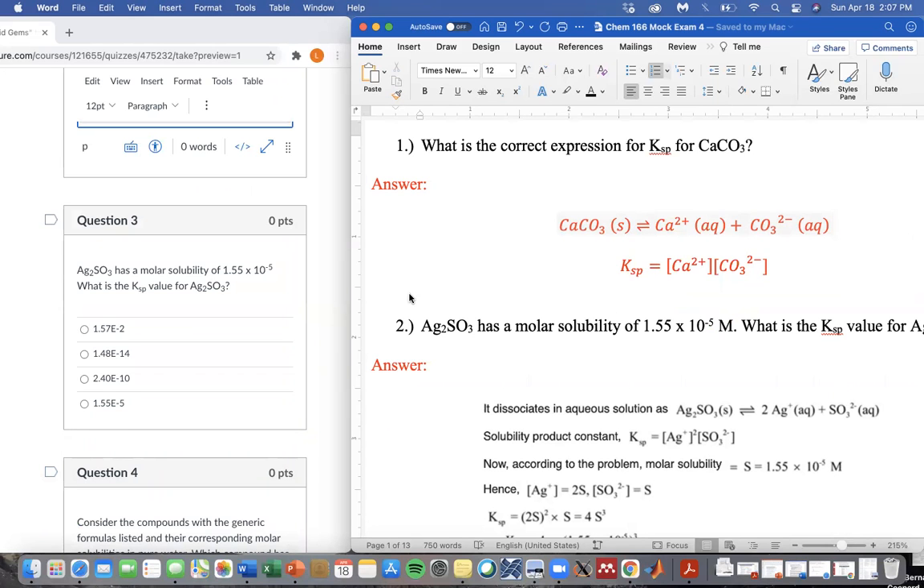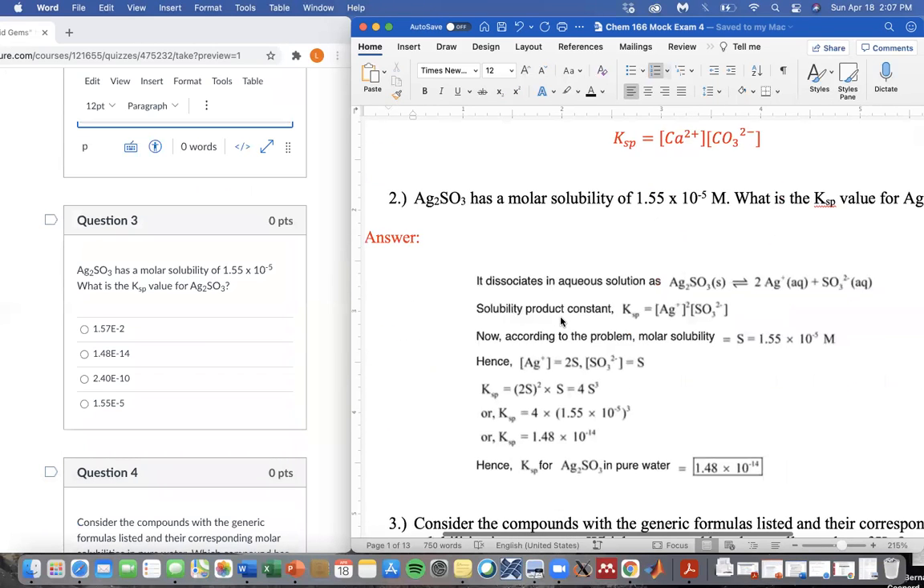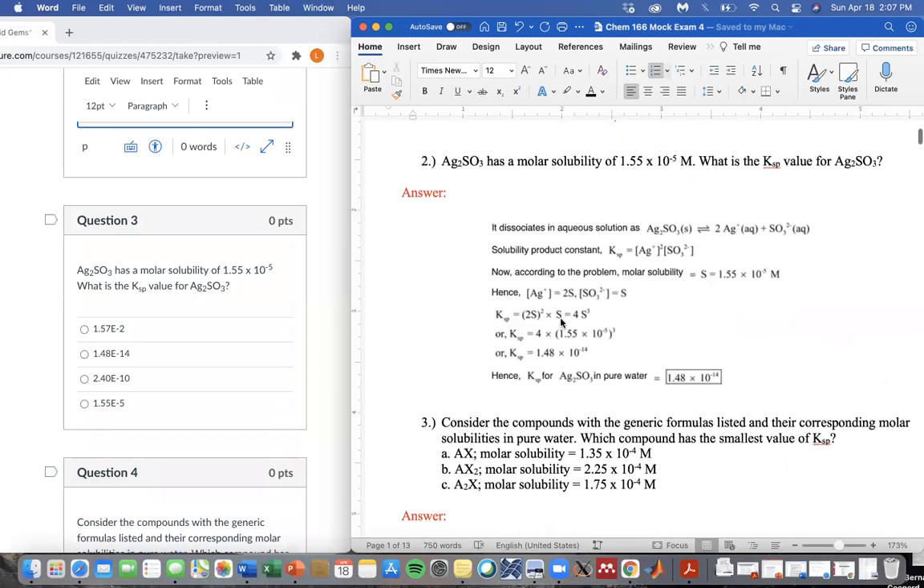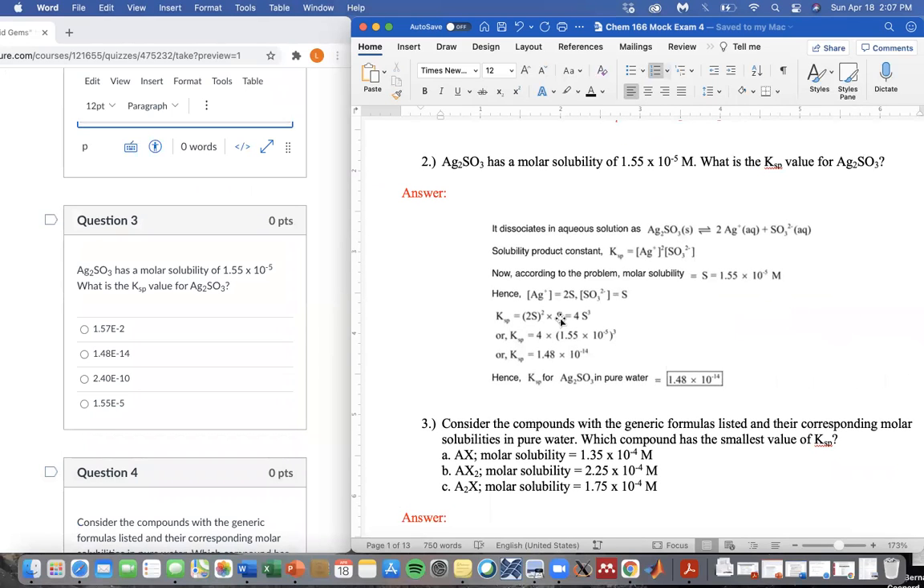You were given the molar solubility and you needed to find the Ksp value. So for Ag2SO3, it dissolves into 2 silver ions and just one sulfite ion. And so the Ksp expression is [Ag+] squared, because you have the stoichiometric coefficient of 2 in front of silver, but SO3 2- only has a coefficient of 1, so it's just raised to the first power.